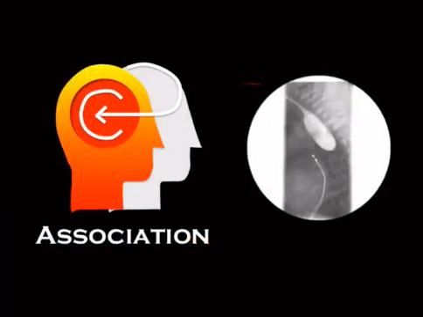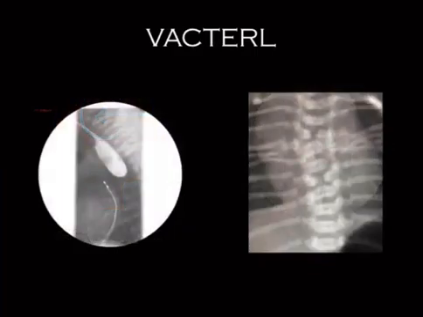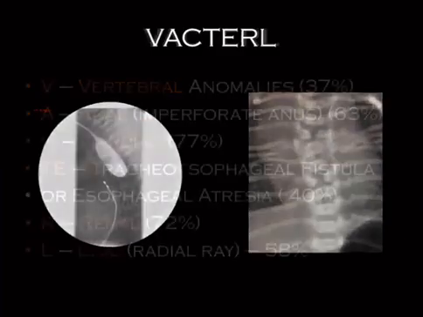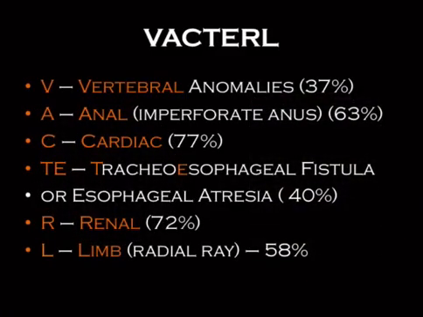Now, this is probably the highest yield point with regard to tracheoesophageal fistulas. So when I say tracheoesophageal fistula, you will say VACTERL. V for vertebral anomalies. So, imperforate anus, vertebral body anomalies, cardiac stuff, tracheoesophageal fistula, renal anomalies, and limb anomalies.